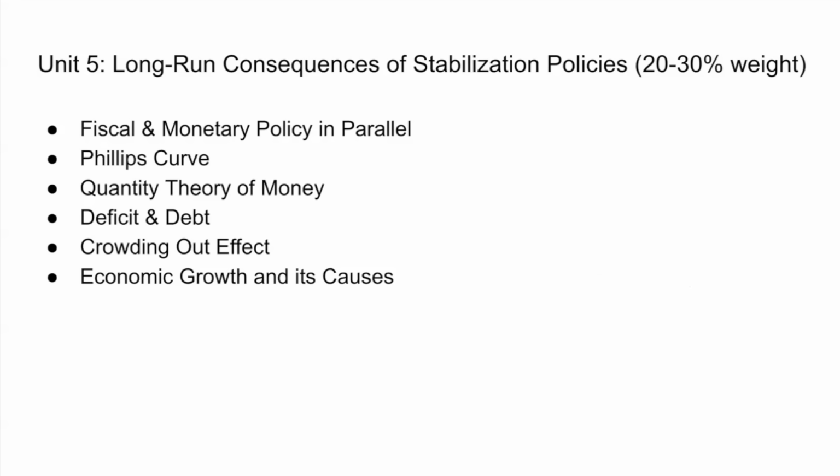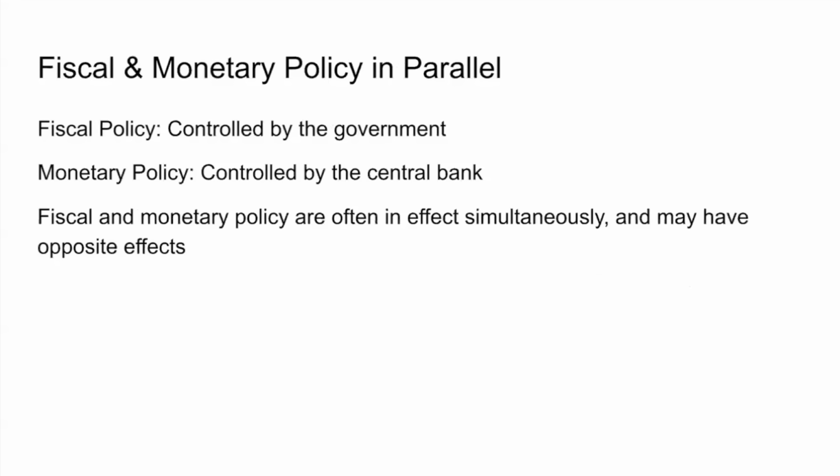Unit 5 is on long-run consequences of stabilization policies. The first idea for this unit is that fiscal and monetary policy work in parallel because fiscal policy is controlled by the government and monetary policy is controlled by the central bank. So they're often in effect simultaneously and may have opposite effects at any given time. For example, one might be expansionary while the other is contractionary.